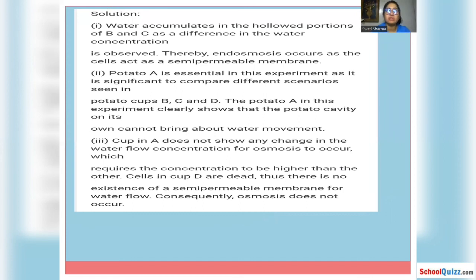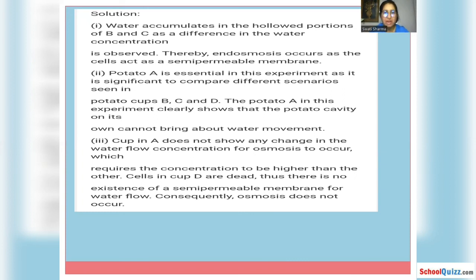First, the water accumulates in the hollowed portion of B and C as a difference in water concentration is observed, thereby endosmosis occurs through a semi-permeable membrane. Inside, the concentration of solute is more, so the concentration of water will be less. So water will move from its high concentration to its low concentration, that is from outside to inside, by the process of endosmosis.